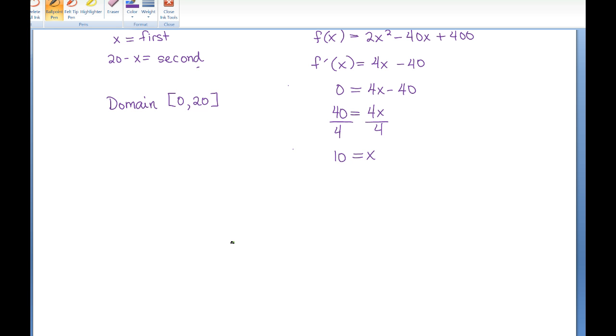So for the sum of their squares to be as large as possible, we can do a quick test. So we're going to create a number line. So I think this is 0, this is 20, and right in the middle we have 10. So we're going to pick a test value, say 5. I'm going to plug that into the derivative. So that's going to be 4 times 5 is 20 minus 40, so we get a negative. And then plug in something between 10 and 20, say 15, and we get positive. So it's going to go down and go up.